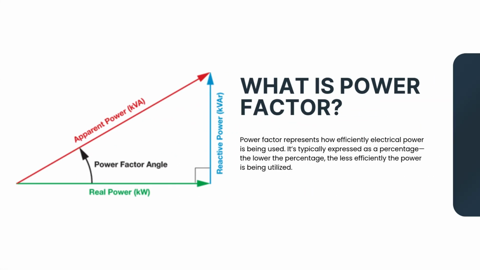What is power factor? Power factor represents how efficiently electrical power is being used. It's typically expressed as a percentage. The lower the percentage, the less efficiently the power is being utilized. As you can see in the triangle to the left, power factor can be calculated and analyzed using what is called a power triangle. This will be discussed later in this video.